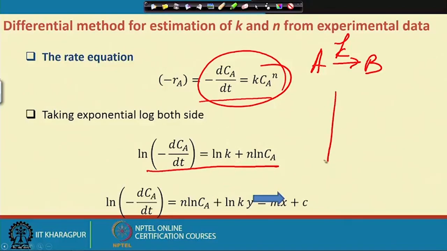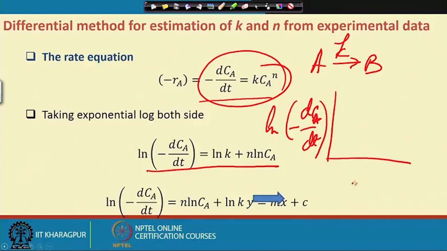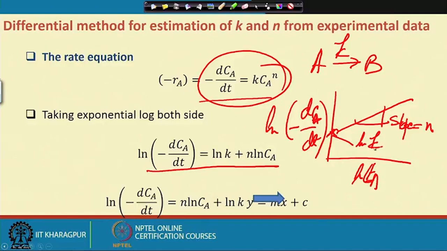Now if you plot, on log graph paper, ln of minus dCA by dt against ln CA, then you will get a slope, and this slope will give you the value of n, am I right? And this intercept will give you the value of ln K. So you can find out your K value as well as your n value, both for any kind of chemical reaction.